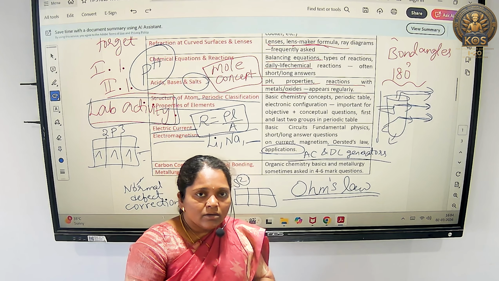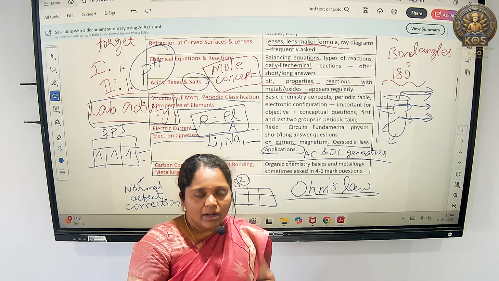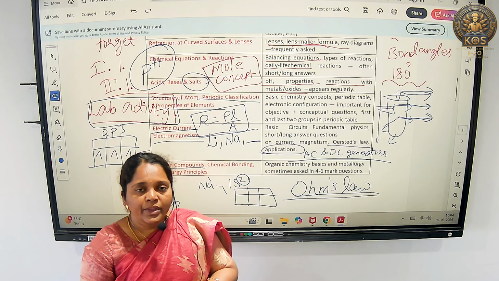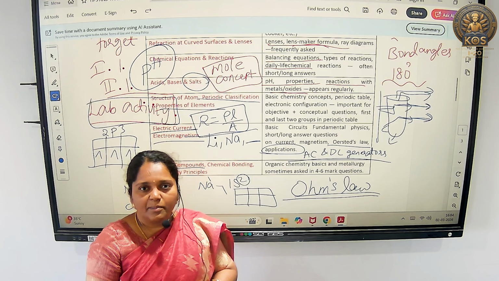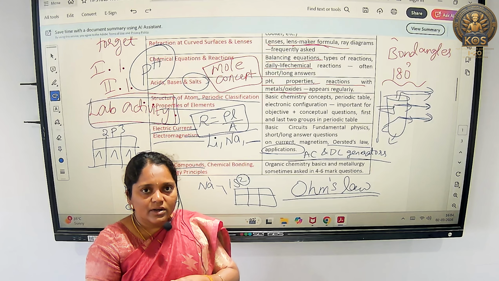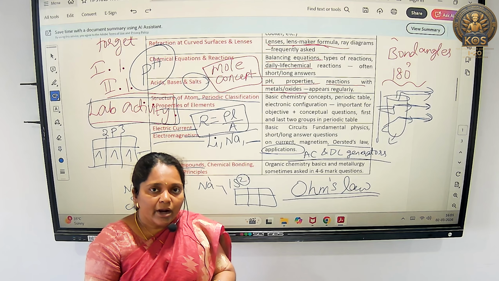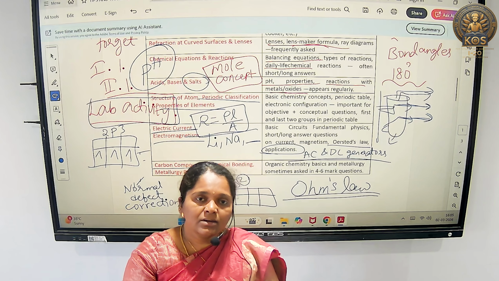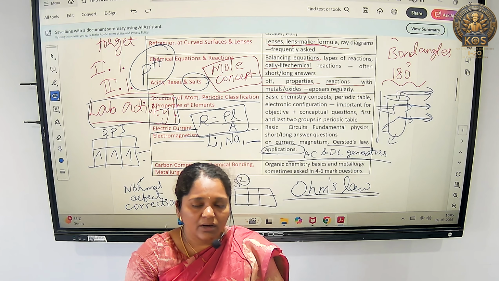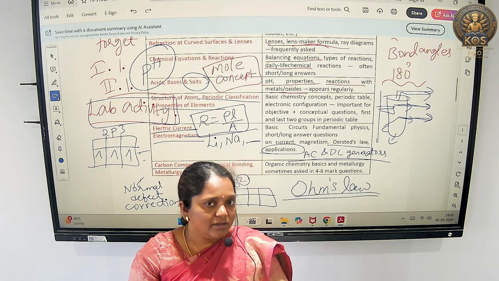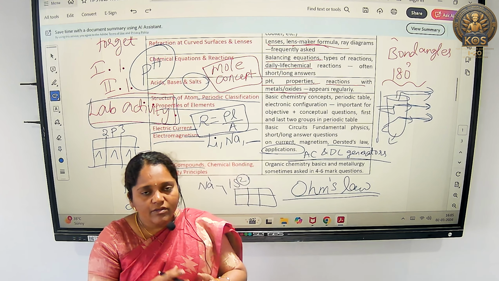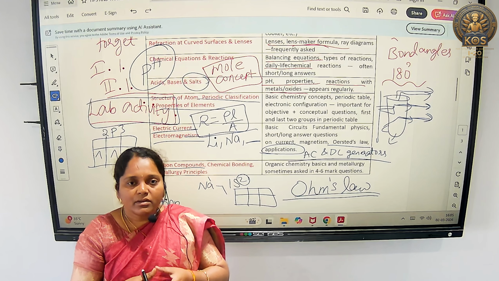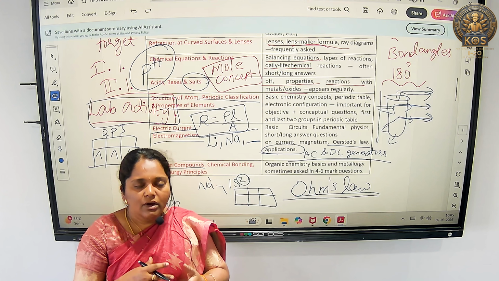Coming to carbon and its compounds, there are allotropes of carbon given. What are the allotropes? Nanotubes, diamond, graphite, and the Buckminster Fullerene structure. We have to read all these structures. Apart from that, when you go into the topic, nomenclature will come, which is very, very important. They may give the structure and ask the name, otherwise the name will be given and you have to write down the structure. Whichever way they give it, you have to write it down.